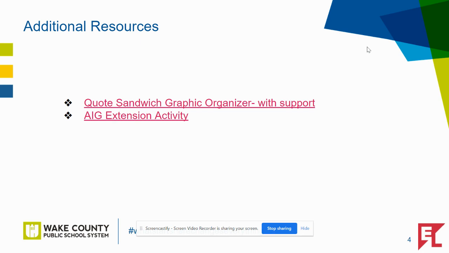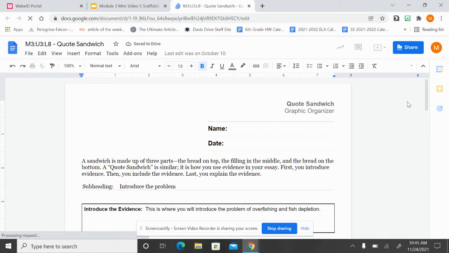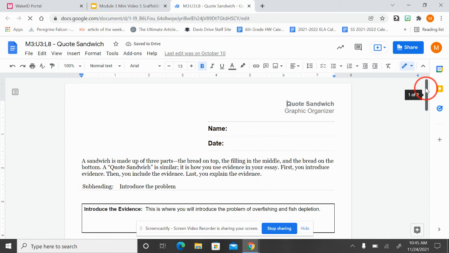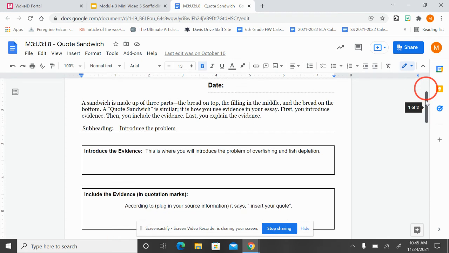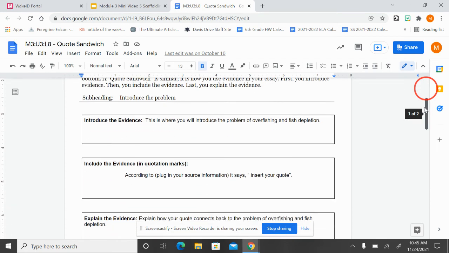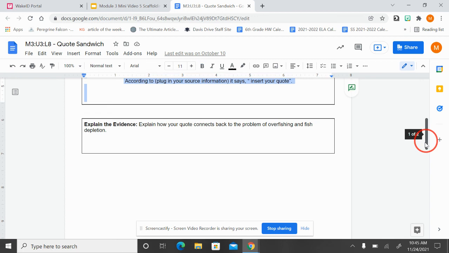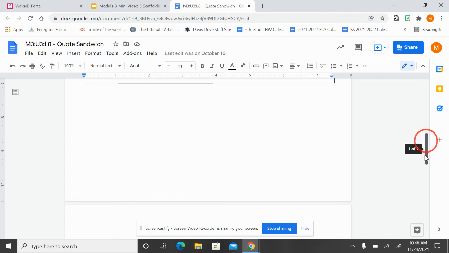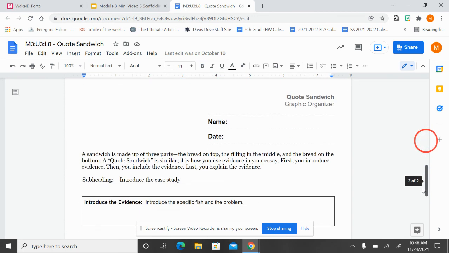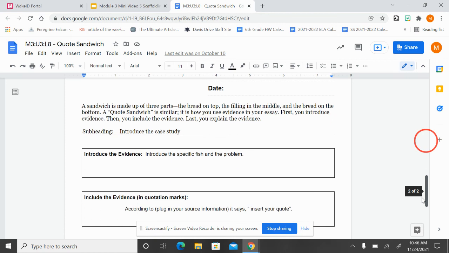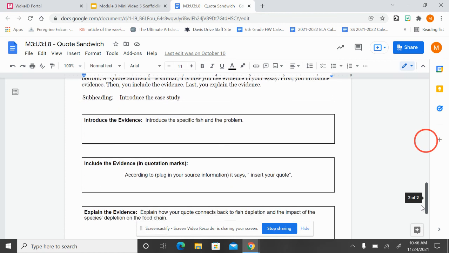Linked to this slide, you will find an additional scaffold to support students with the two quote sandwiches from this lesson. The first graphic organizer has some guiding questions to assist students in the planning of their first quote sandwich. The second graphic organizer has guiding questions to assist with the quote sandwich focusing on the case study they are required to include in their consumer guide.